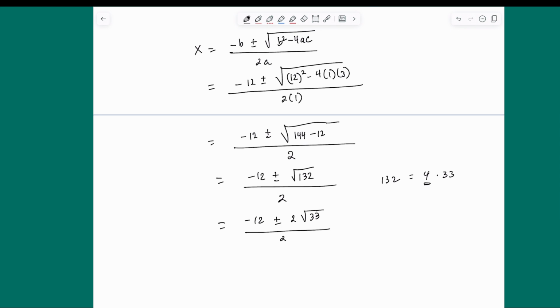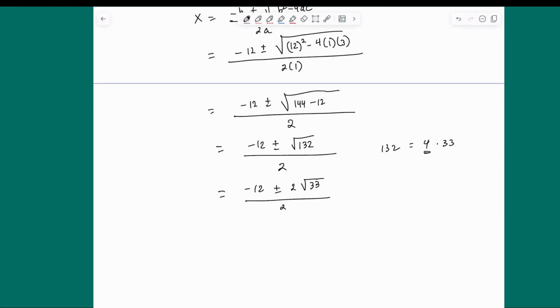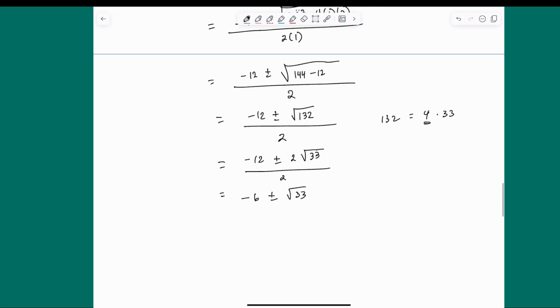all over 2. All right, so you can see that 2 is in common in the numerator and the bottom. So we get negative 6 plus or minus the square root of 33. So we have 2 zeros here. x equal to negative 6 minus root 33, and I'm going to get an approximation of this, which is about negative 11.745 rounded to 3 decimal places. And x equals negative 6 plus radical 33, and a decimal approximation of that would be negative 0.255.